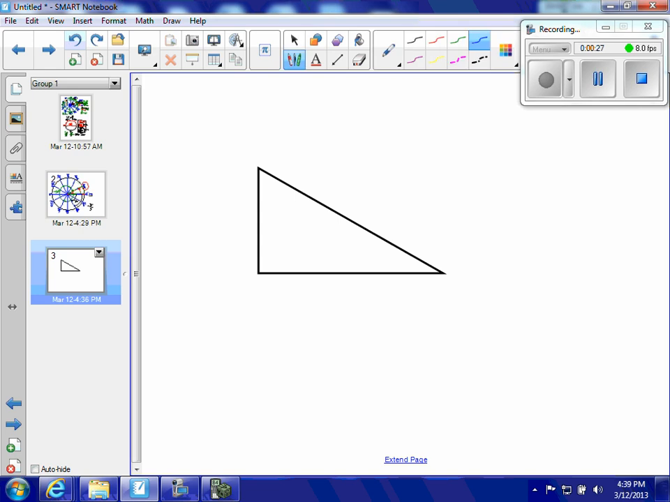Let's say that this is a 30-degree angle. That means this is a 60-degree angle, and here's our 90-degree angle. And I'm going to define our hypotenuse as having a length of 1. I want to know how long is that side of the triangle.